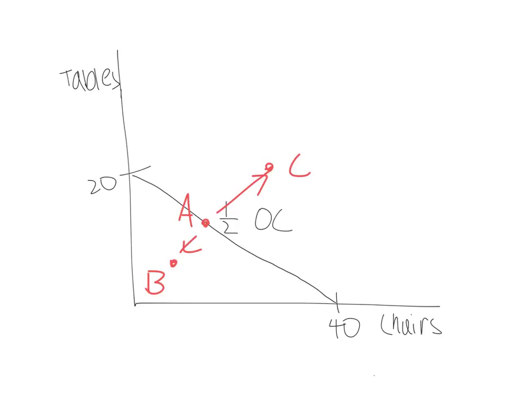And for the country to get to C, something would have to happen to change the resources, like a change in quantity or an improvement in technology, so that it will produce more tables and chairs.